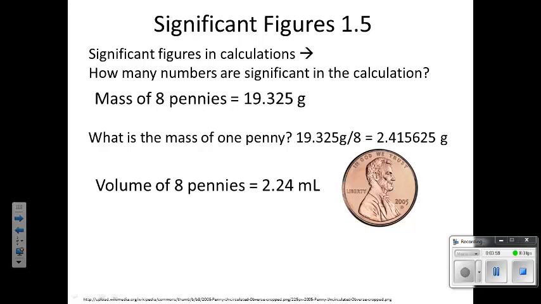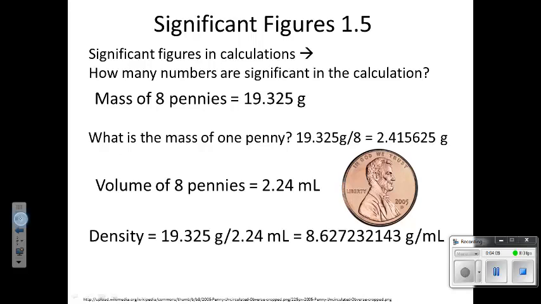Typically, they measure the volume of the pennies, right? You put them in a graduated cylinder and measure the volume. And let's say the volume is 2.24 milliliters as measured with your device. And the density calculation is simply dividing the mass of the 8 pennies by the volume of the 8 pennies. And here, if I plug this division problem into the calculator, I get a number with a lot of digits after the decimal point. Are all of these really significant?